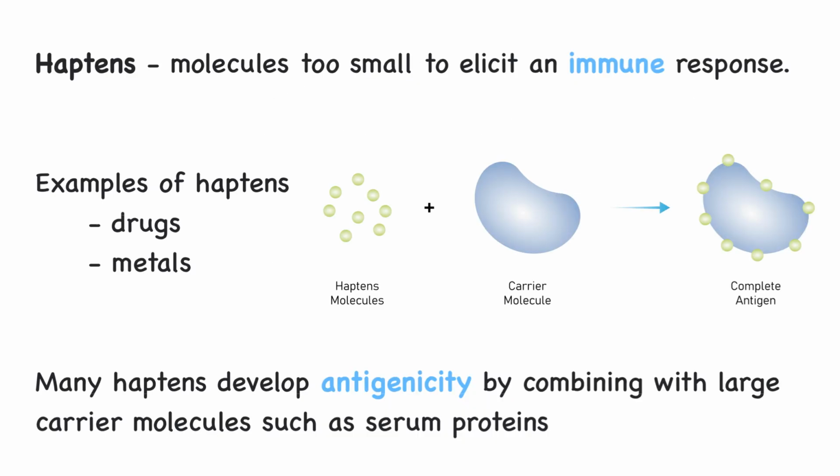Haptens are small molecules that cannot trigger an immune response on their own, but can become immunogenic when attached to a larger carrier. Examples of haptens include drugs and metals.